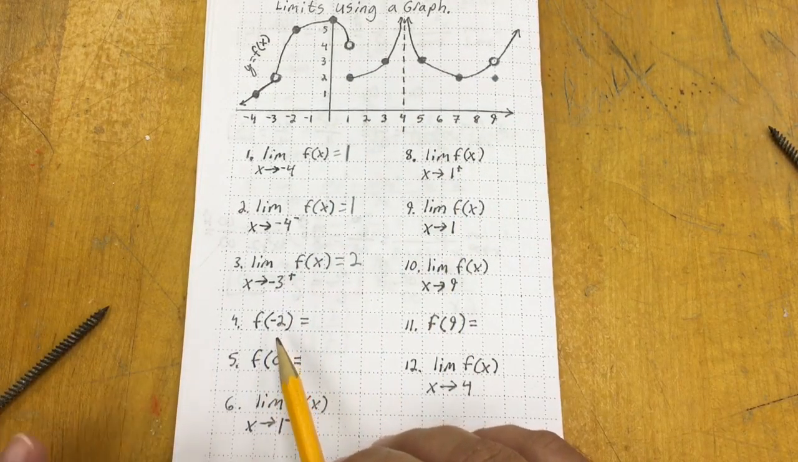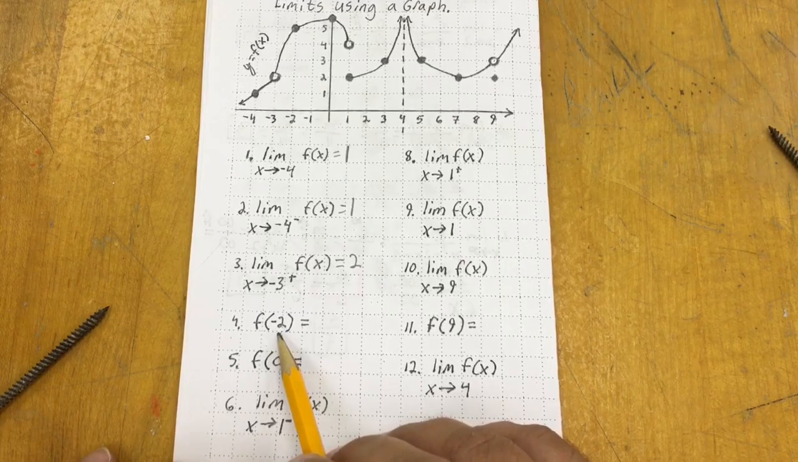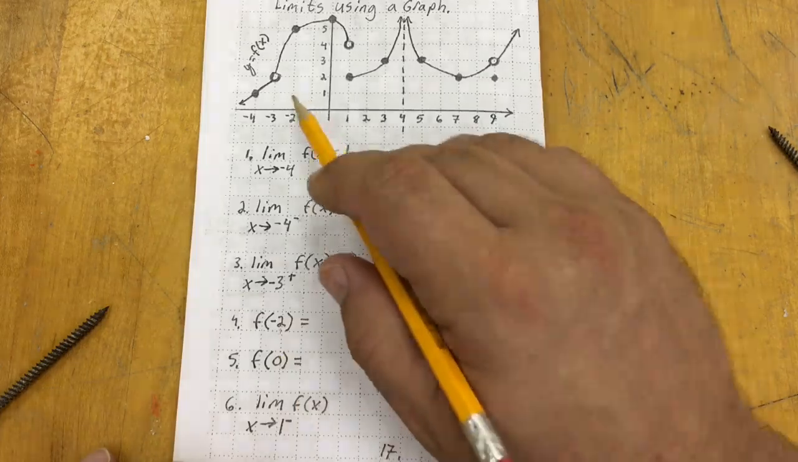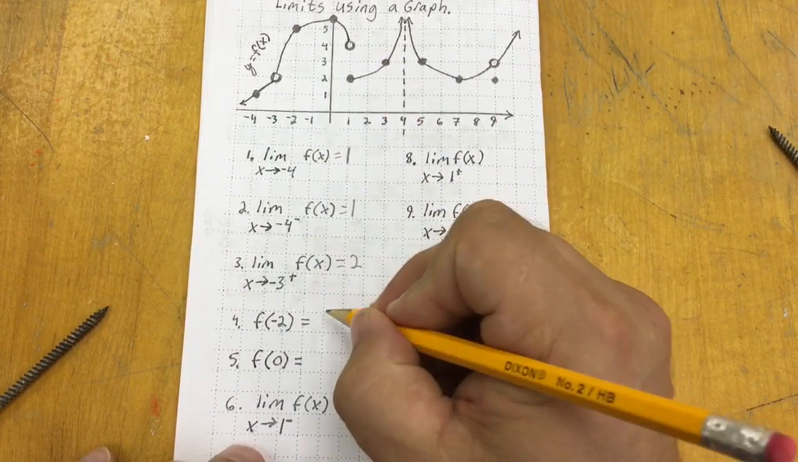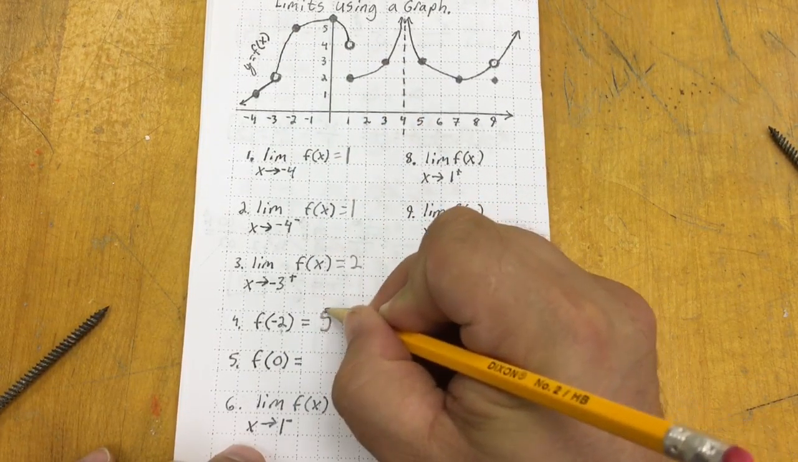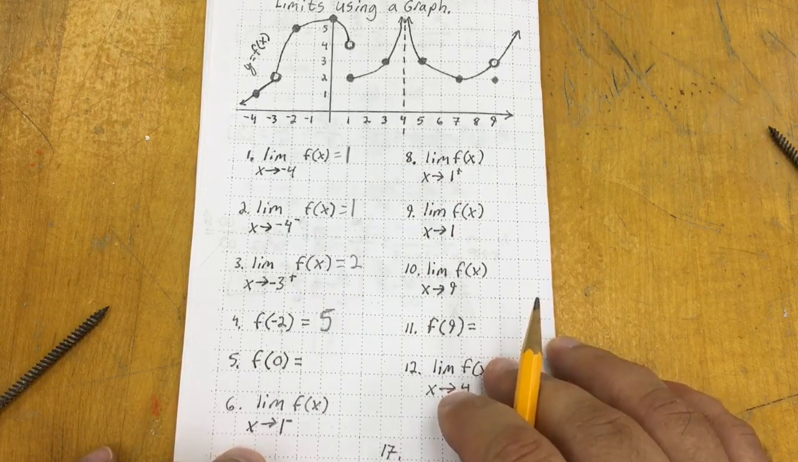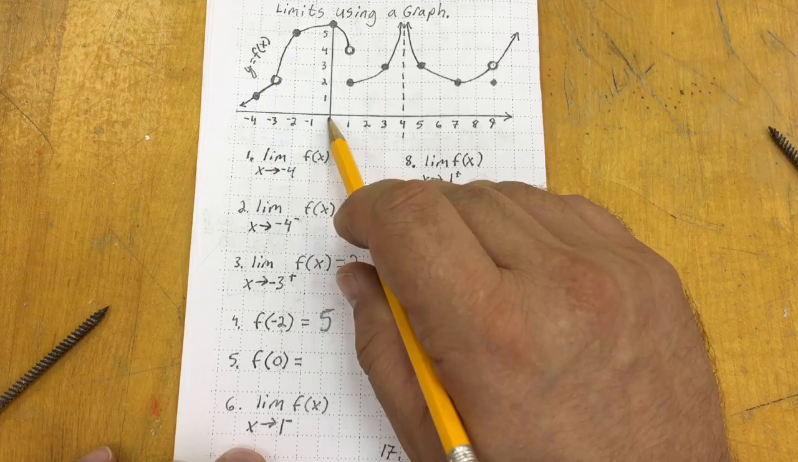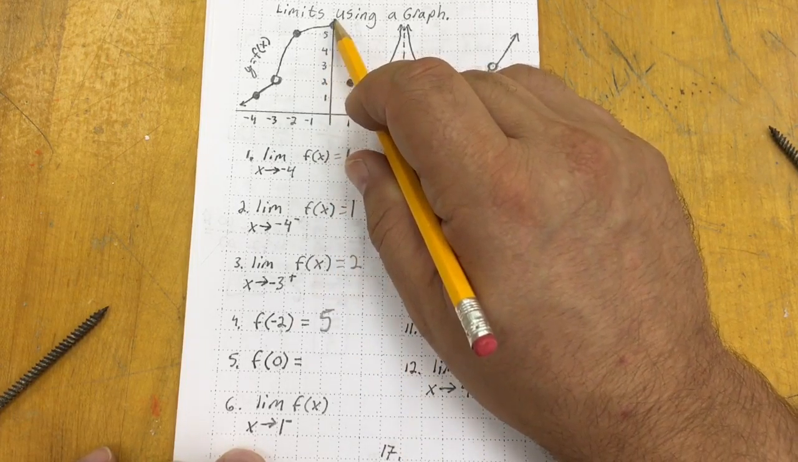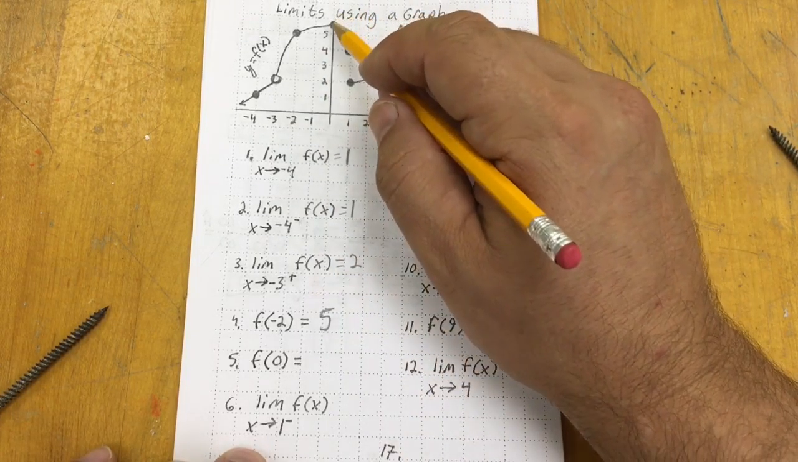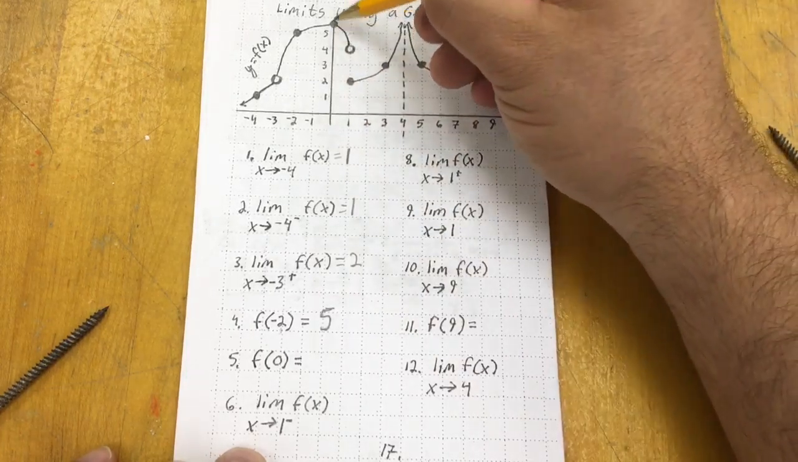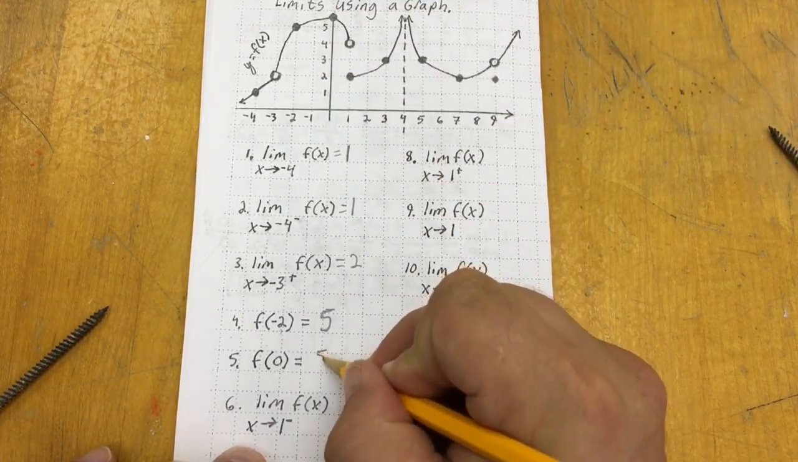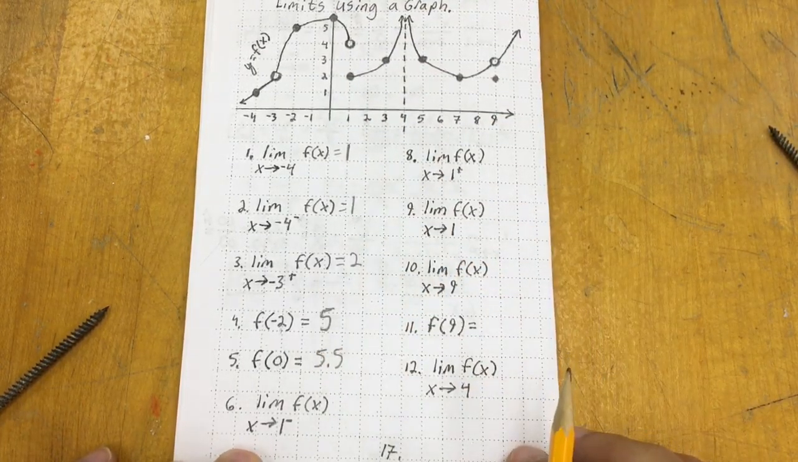Now, this is asking me, what is the y value when x equals 2? They want a coordinate, and the coordinate's going to be 2, 5. So that's going to give me a 5 there. Now, they want to know what the y coordinate is when x equals 0. When x equals 0, the coordinate is 0, 5. Whoa, 0, 5.5. Notice it's a little bit in between. So that's going to give me 5.5.